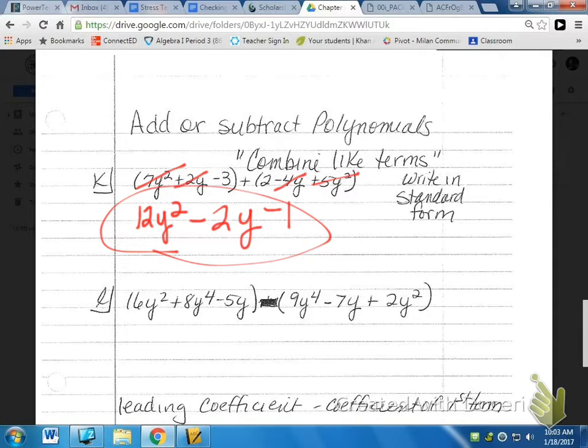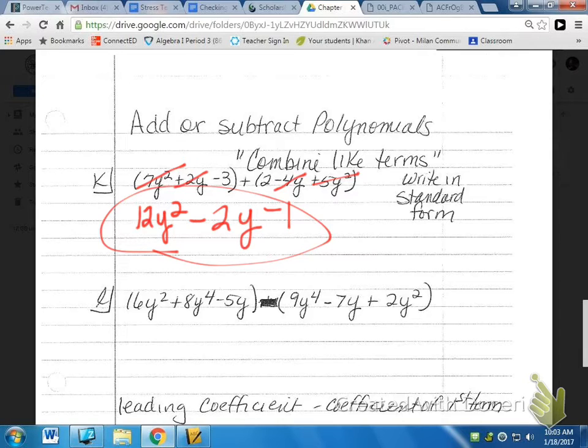What if that's one? Then you just write them all individually. You start with the highest exponent and you go down. You don't combine them if they don't have the same ones. If they've got the same ones, you combine them. Okay, so there is something that I would ask you to do differently on an example like L.